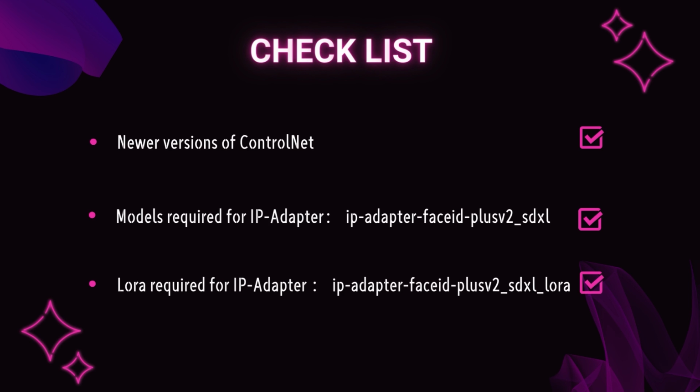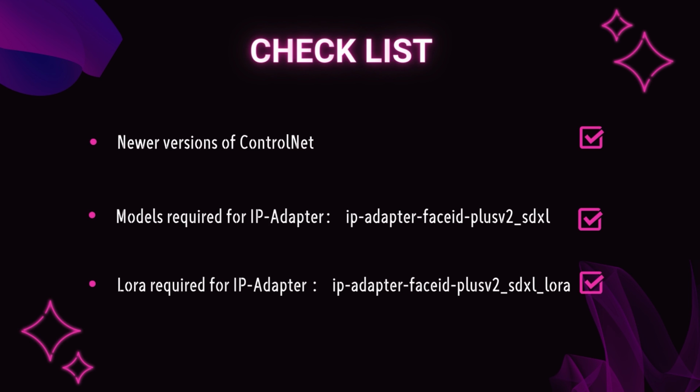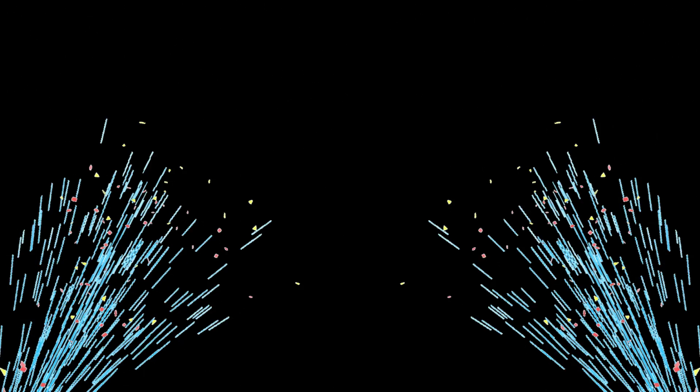Lastly, we're going to need a LoRa. This file should be placed in the Automatic 1111 root directory / models / LoRa folder. If you're uncertain about how to proceed with any of these steps, I recommend revisiting our previous video for a detailed walkthrough. With all the necessary components in place, we're all set to begin our testing phase.